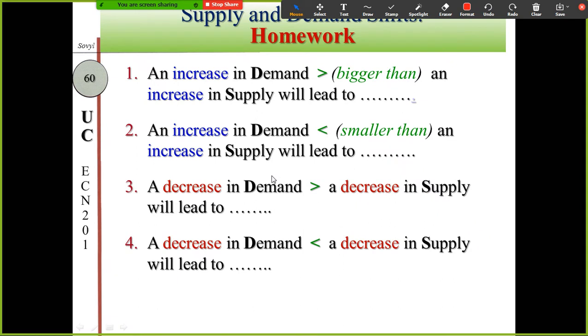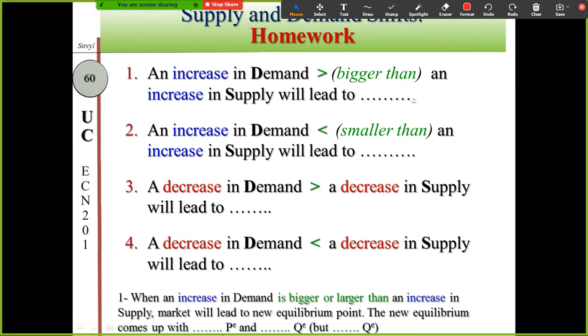Below the graph you need to explain by using this sample. For example, I can take the first condition. When an increase in demand is bigger, or larger, than an increase in supply, the market will lead to a new equilibrium point. The new equilibrium point comes up with a higher or lower, more expensive or cheaper, price.